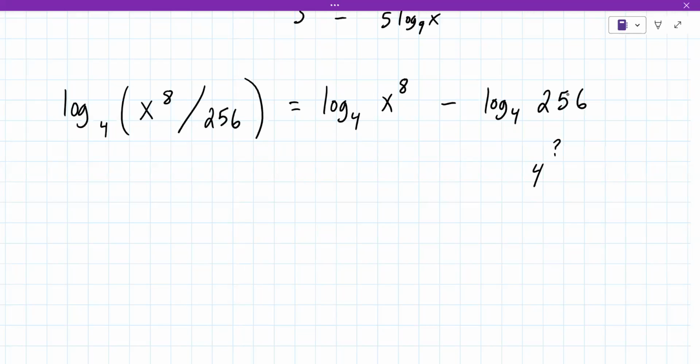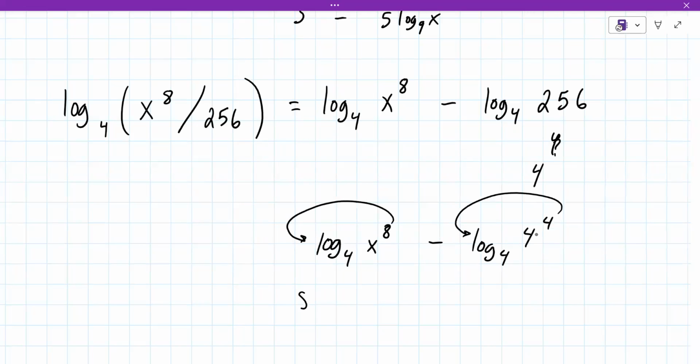It's 4 to the 4th power. 4 to the 4th, yes. So this is log base 4 of x to the 8th minus log base 4 of 4 to the 4th. Lots of 4s over here. That's okay. In both cases, we're going to bring that exponent out in front. 8 log base 4 of x minus 4 log base 4 of 4.